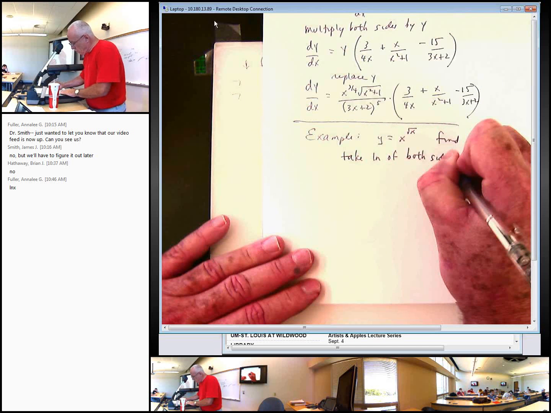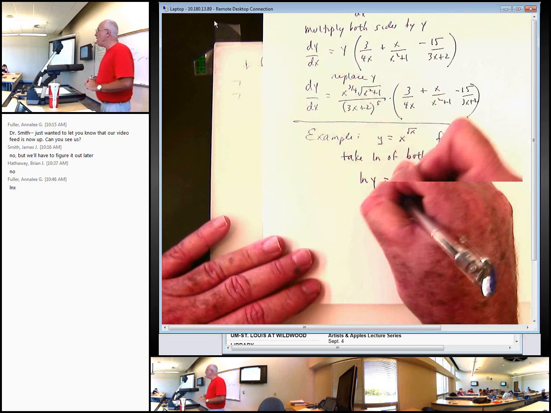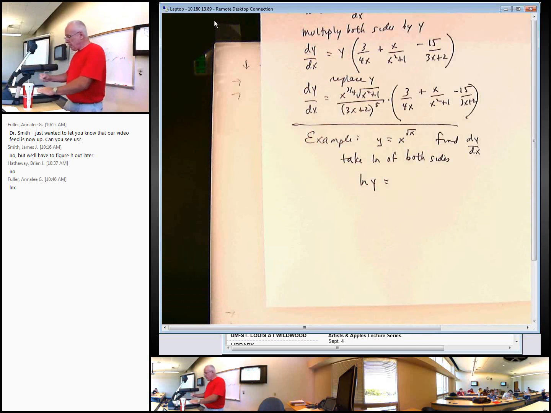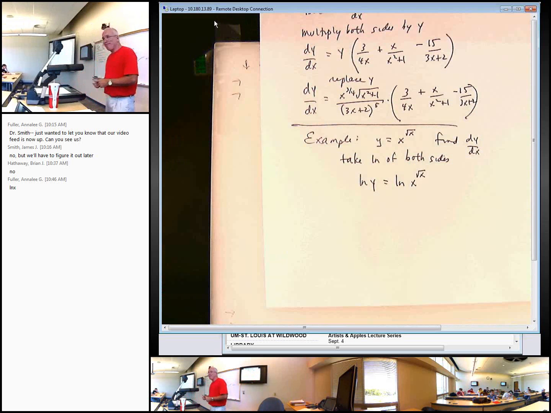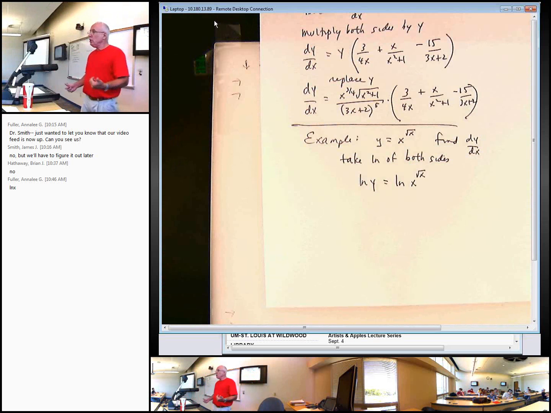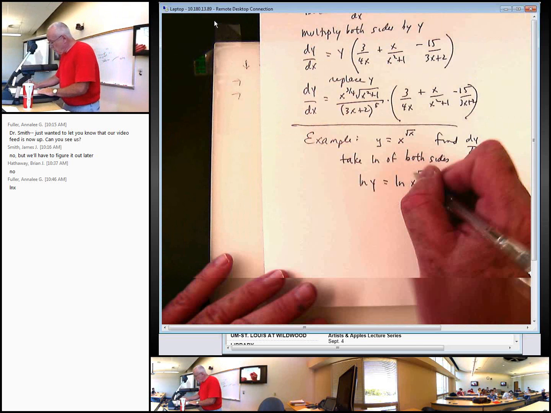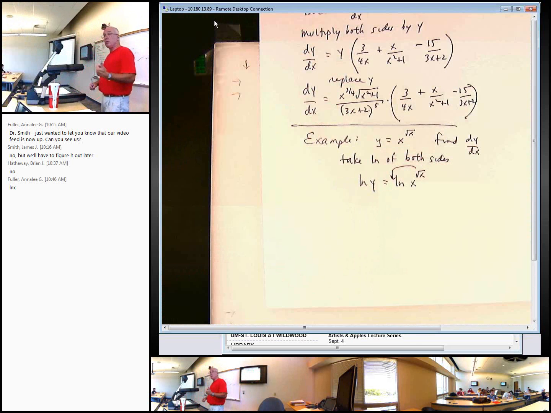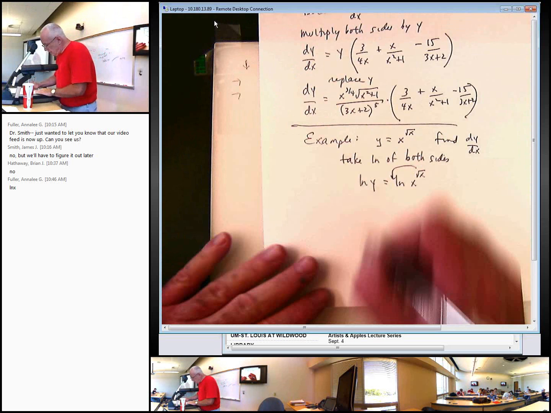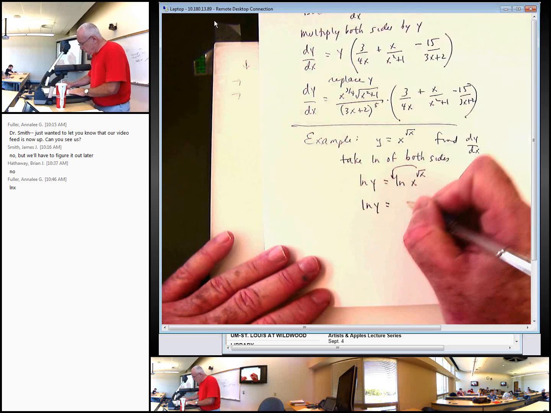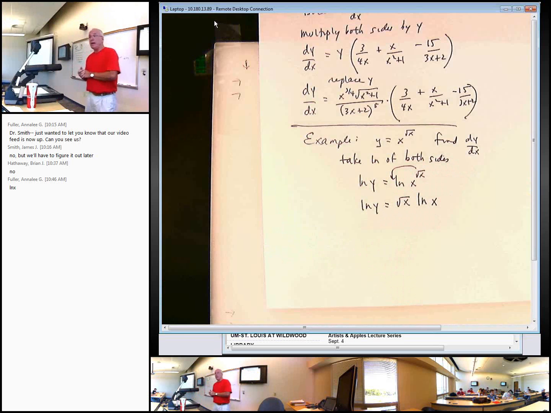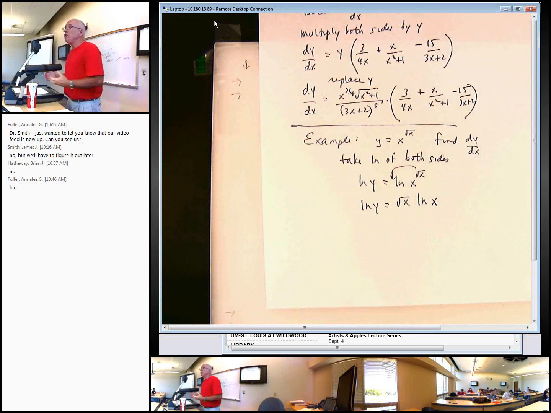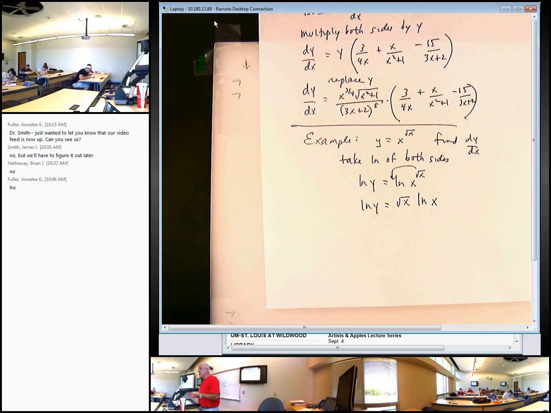Same thing as before. So we have the ln of y on the left, and on the right we have the natural log of x to the square root of x power. Okay, so we're going to use that log rule where we can move that power down in front. So we're going to have ln of y is equal to the square root of x times the natural log of x. Okay. And then we do the derivatives of both sides with respect to x.